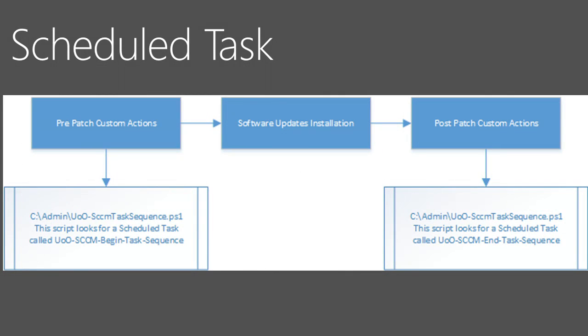This is just a flowchart on how the scheduled task gets called from the task sequence. So the task sequence is going along the top there. It starts out, we call it pre-patch custom actions. It'll call off this little wrapper script we've got on the server, and it will find a named scheduled task and call that if it exists. If it doesn't, it'll just carry on.